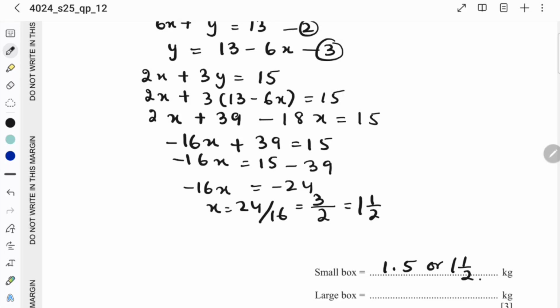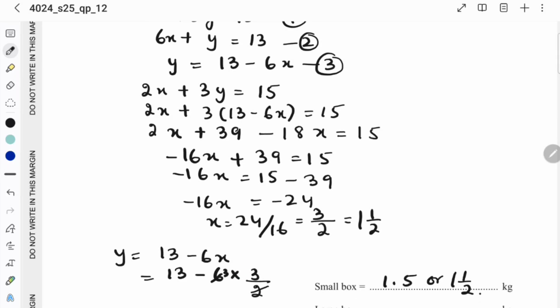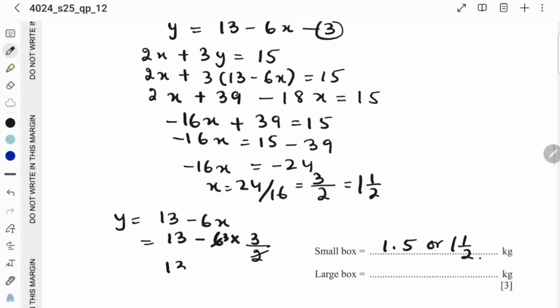Okay, now we are going to find the value of the large box, which is y. The y value is 13 minus 6x. So y is equals to 13 minus 6x. In place of x, I am substituting 3 over 2 right here. Because I can cancel 6 and 2, 2 times 3, 13 minus 3 times 3, okay? 13 minus 9, which is equals to 4. So y is equals to 4 kg, which is the answer for this question. I hope you understood the simultaneous equation.